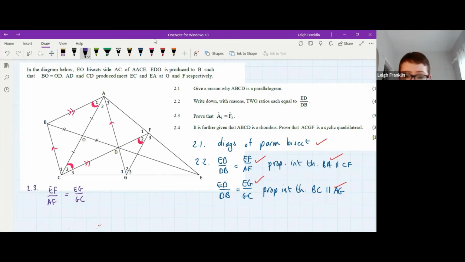Very, very important. We don't have to provide a reason for that. That is a deduction based on 2.2, right? So if EF over AF equals EG over GC, well, let's just have a look at that. So we've got EF over AF is equal to EG over GC. Okay, well, on which triangle must we be working now?